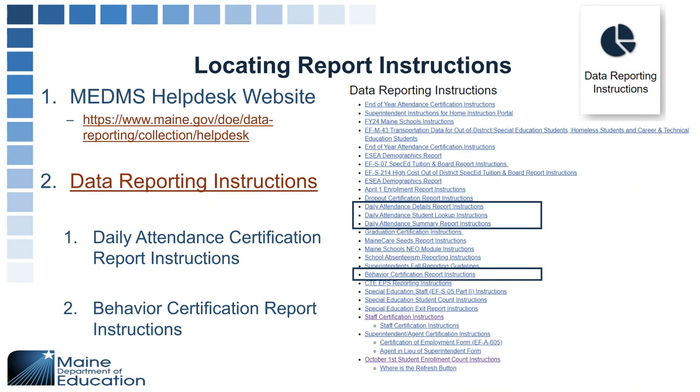On the data reporting instructions tile, we have many, many resources. They're in alphabetical order for the most part, but the daily attendance has three different reports that you can find the guidance for there. And then we also have the behavior certification report, which is further down. So that is available there for directions on how to locate those reports within the NEO student reporting modules.